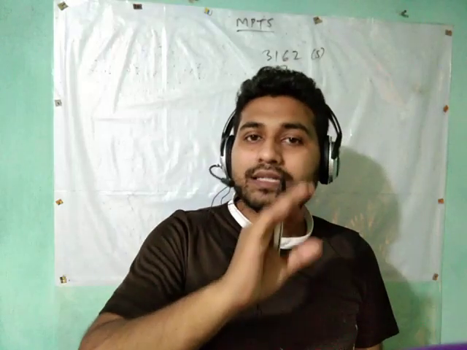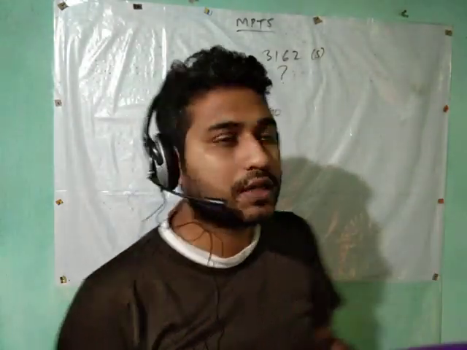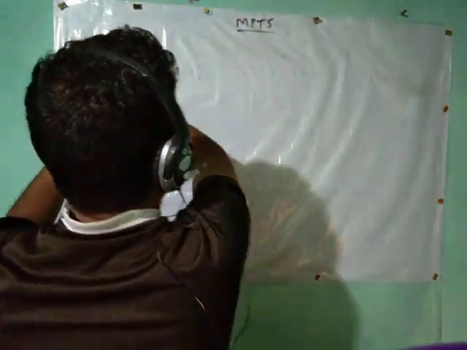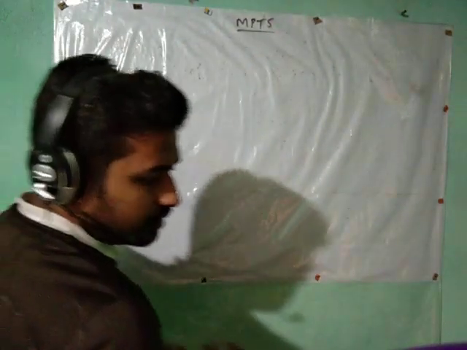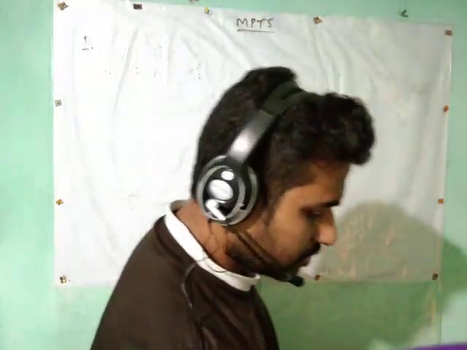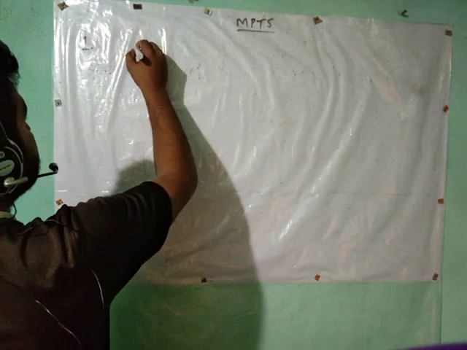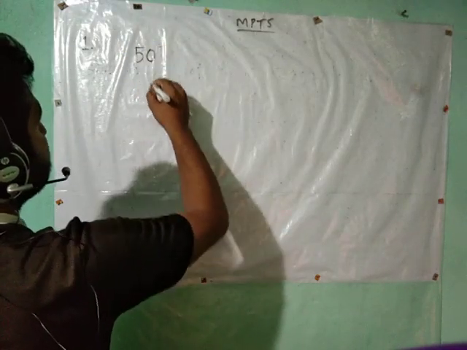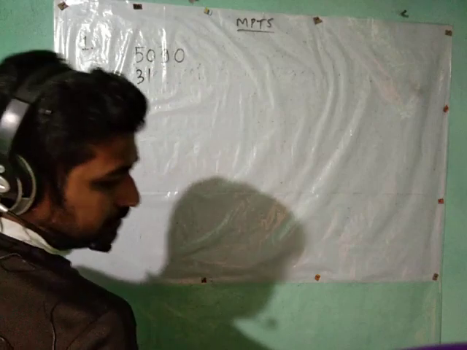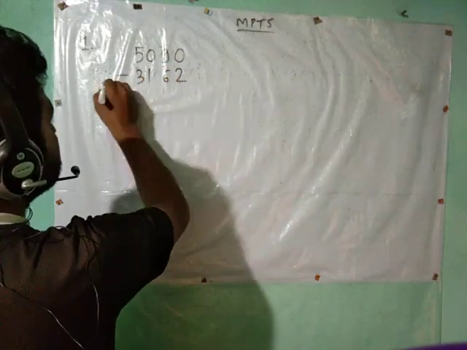So you have to simply subtract here. From the larger number, you have to subtract the smaller number. Understood? So how will you proceed here now? Okay, look at question number 1. Simply the larger number is 5090, isn't it? Then the smaller number is 3162, and you have to simply subtract.